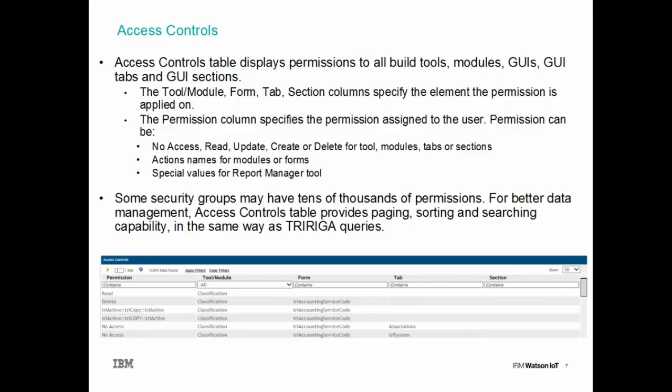And in this screenshot, you can see some of these security groups can have tens of thousands of permission records. So this table is designed pretty much like a TRIRIGA report or query. It's a very familiar interface for TRIRIGA users. You can use this for paging, filtering, or sorting data, so that this helps to manage your user data better.